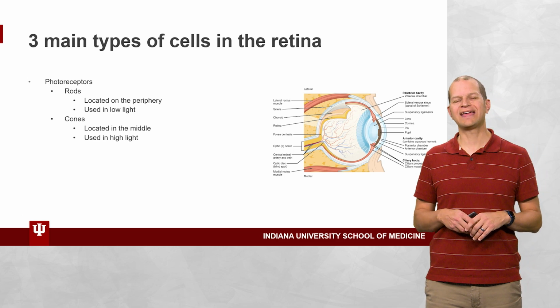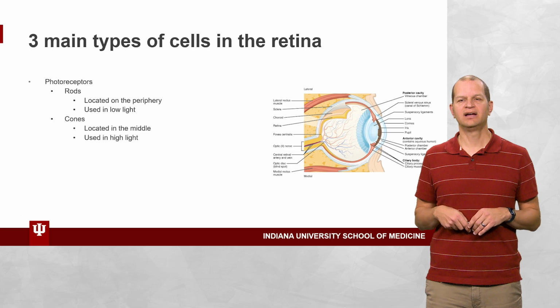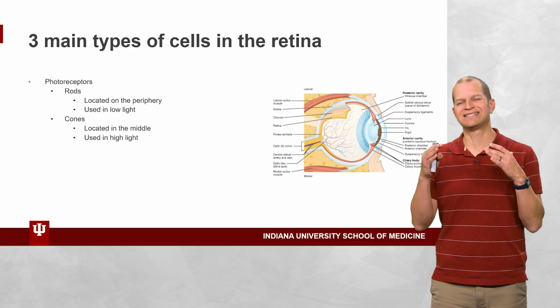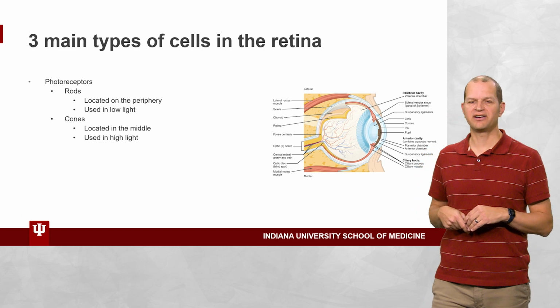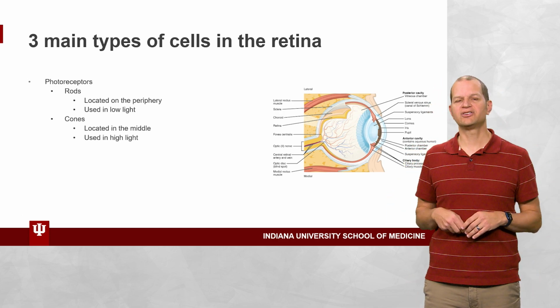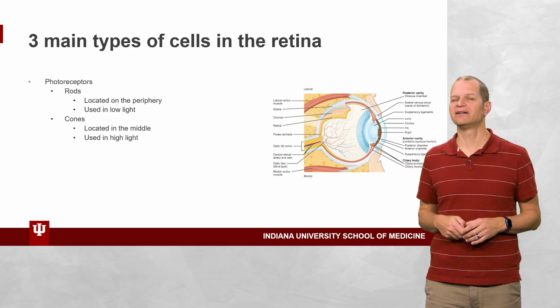Now, rods are located on the periphery or the edges of your retina, and we use these when it's low light. And what I mean by that is when it's dark. Your cones, on the other hand, are located in the middle. These are used when there's high light or when it's bright outside.